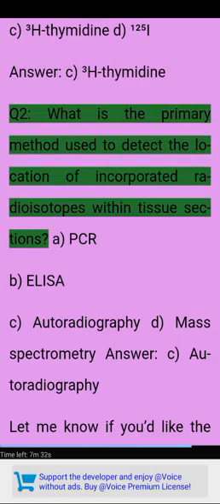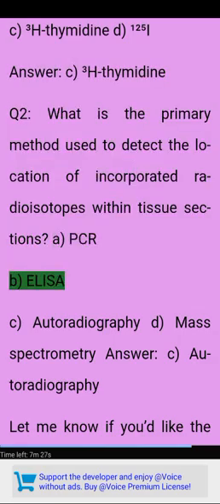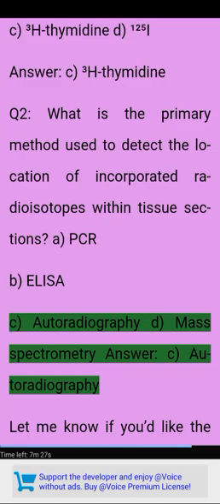Q2. What is the primary method used to detect the location of incorporated radioisotopes within tissue sections? A, PCR. B, ELISA. C, autoradiography. D, mass spectrometry. Answer: C, autoradiography.